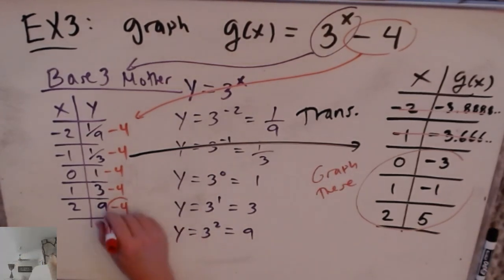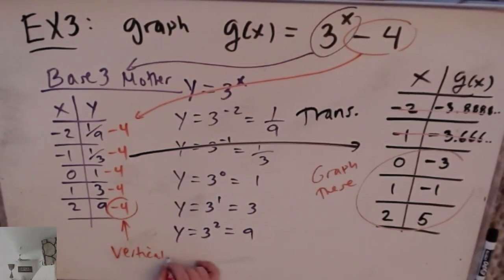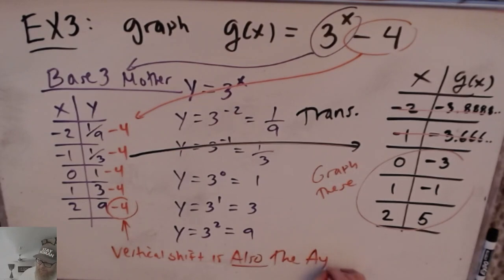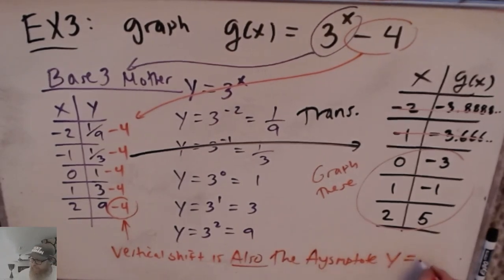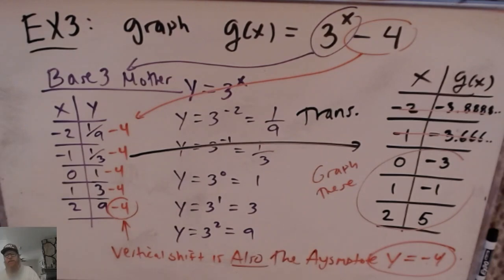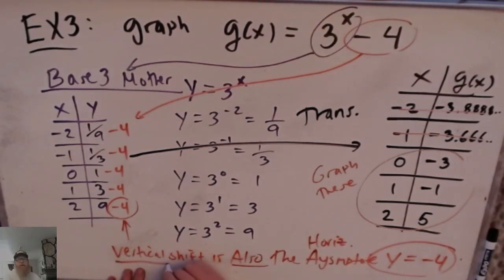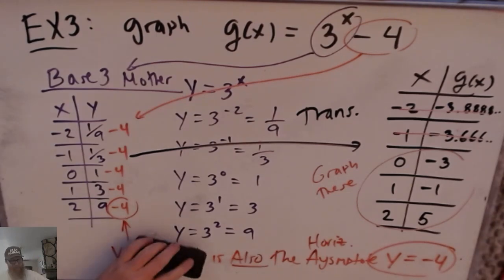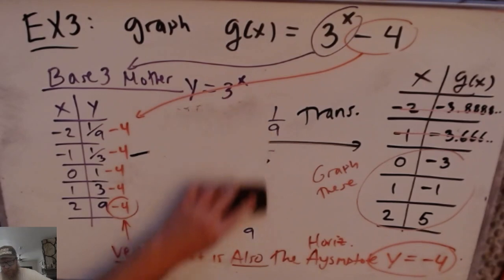And the vertical shift is also the asymptote. So you're going to get a new asymptote at negative 4. This takes a little getting used to because we call it the vertical shift, but it becomes the horizontal asymptote. That's because you're moving the asymptote down 4 units. I need this space to draw my graph.